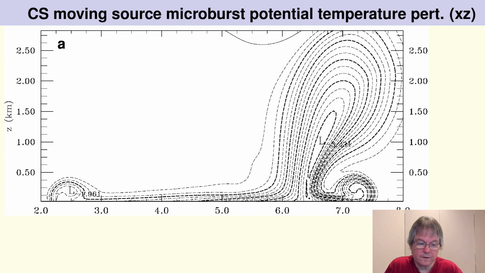But we're moving the source, and it looks asymmetric. So again, this is a vertical cross-section through a 3-dimensional simulation, and we'll show you the 3D stuff in a second.